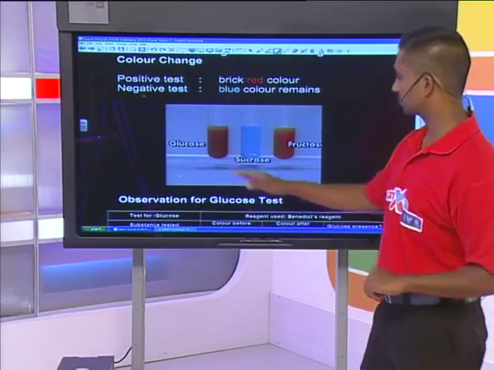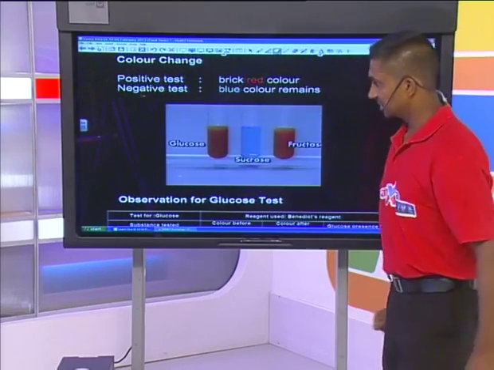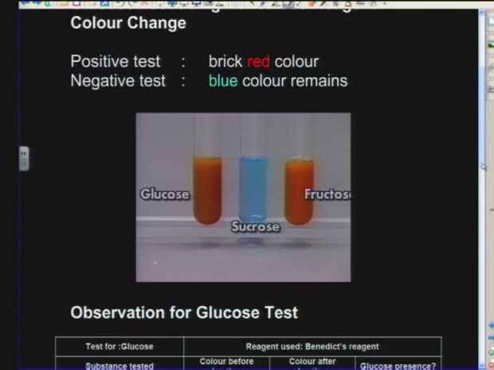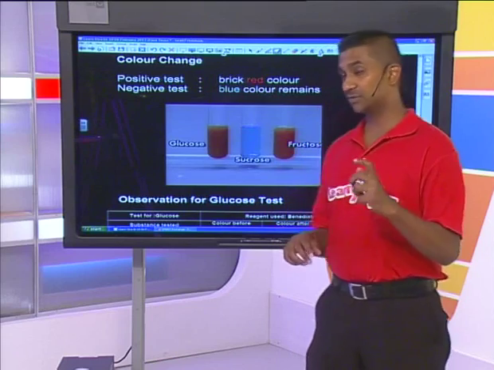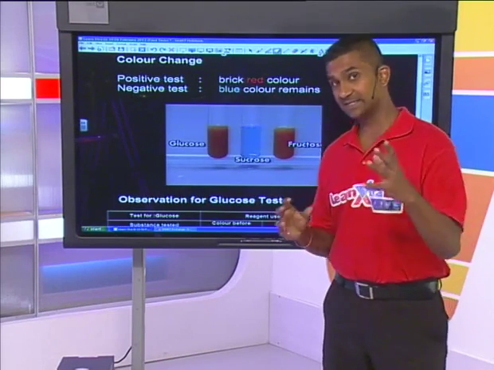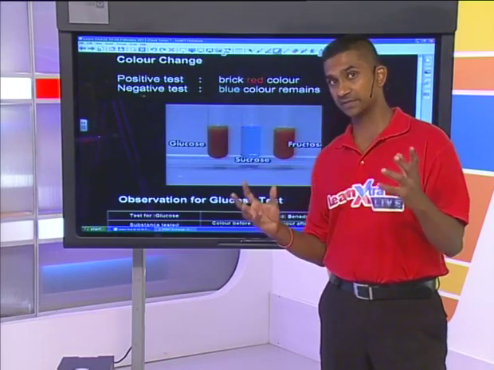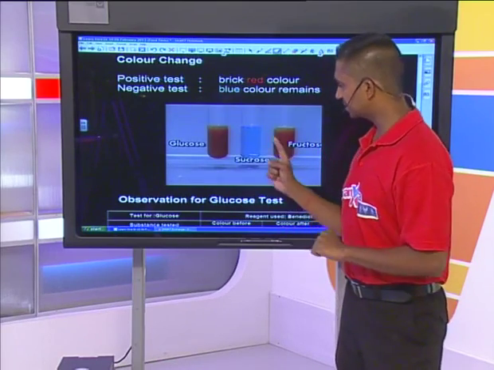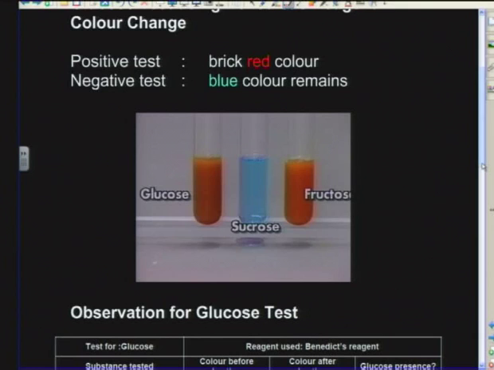These are the results that we saw. We saw that glucose tested positive and fructose tested positive, so it's your fruits that tested positive. When we look at sucrose, now sucrose is a disaccharide, meaning it's made up of two monosaccharides. It will not change color with the presence of Benedict's reagent. Because glucose and fructose are reducing sugars, your sucrose is not a reducing sugar.